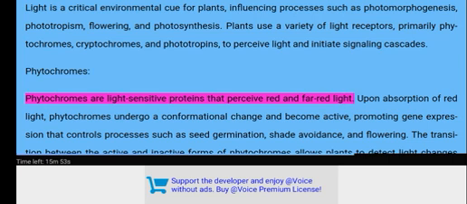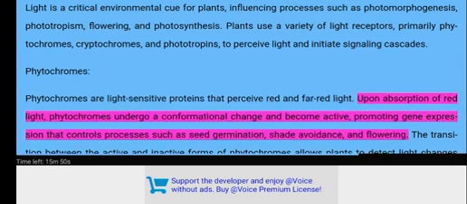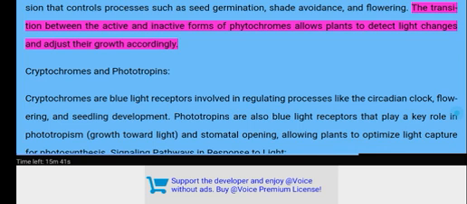Phytochromes. Phytochromes are light-sensitive proteins that perceive red and far-red light. Upon absorption of red light, phytochromes undergo a conformational change and become active, promoting gene expression that controls processes such as seed germination, shade avoidance, and flowering. The transition between the active and inactive forms of phytochromes allows plants to detect light changes and adjust their growth accordingly.